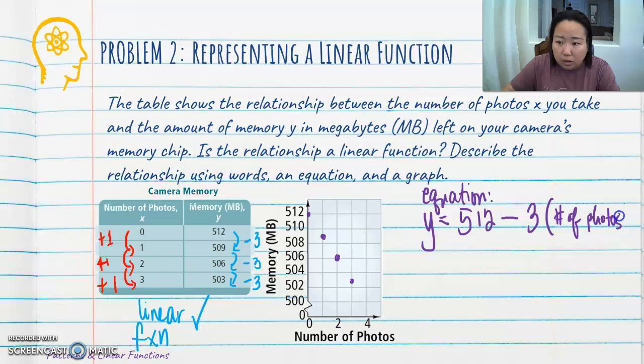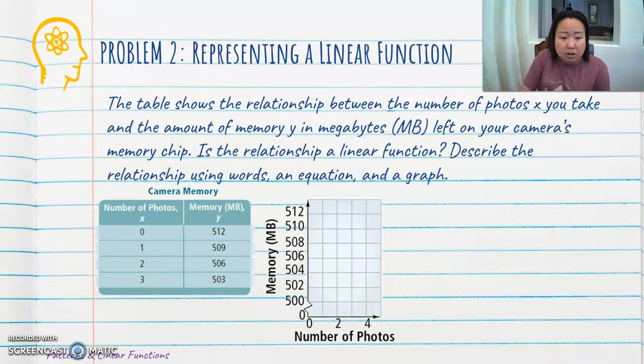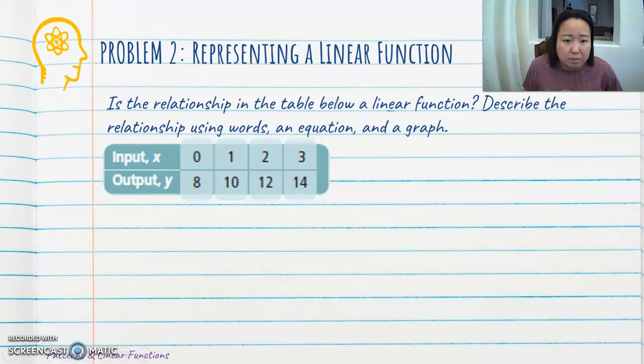And what is the number of photos? That's our x. So our equation will simply be 512 minus 3x, and in words that's 512 subtracted by 3 times the number of photos. Why don't you try this next example on your own? Is this a linear function? Check the patterns, is it consistent? How will you write the equation? How can you show the graph? And how can you write it in words?